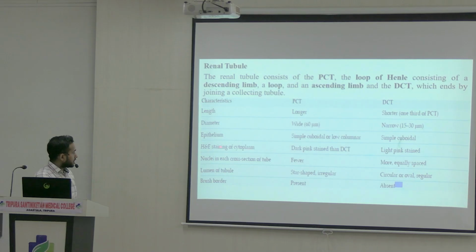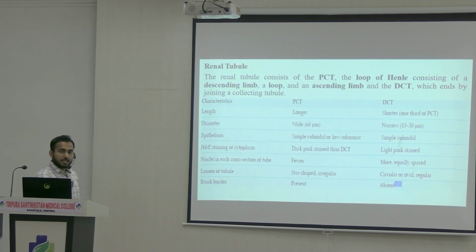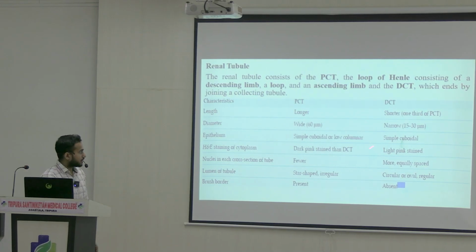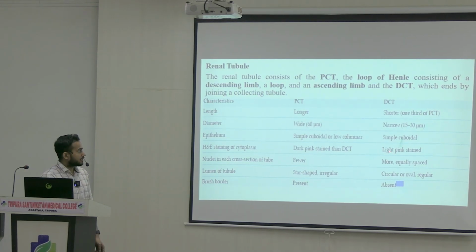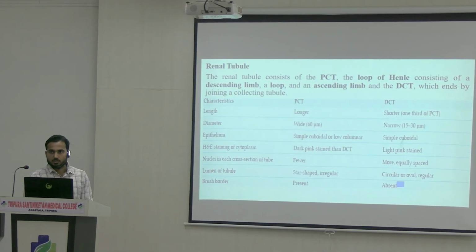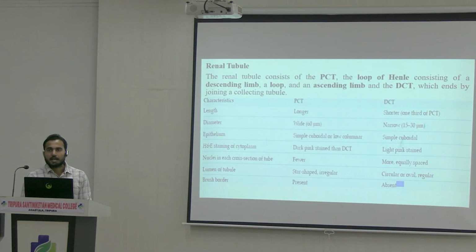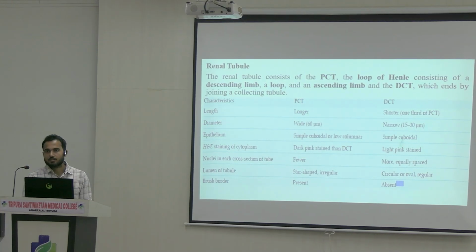Okay, next, when we are using H&E staining, at that time this PCT is dark pink stain compared to the DCT. That means this particular PCT will stain darker as compared to the DCT. DCT will be stained lighter. So PCT is dark stain, DCT is light stain. This is also an important feature to identify between the PCT and DCT under the microscope.